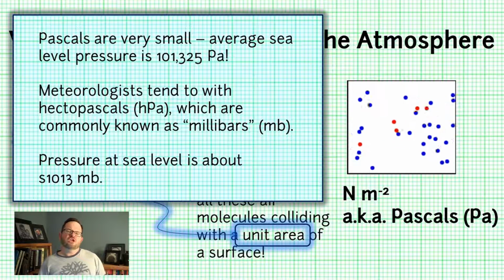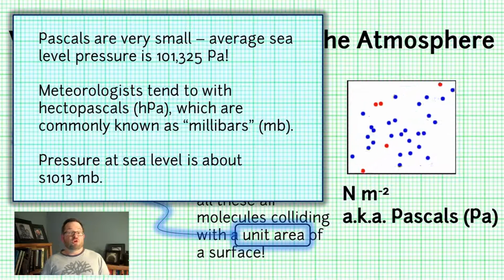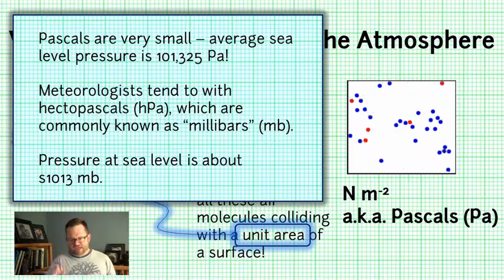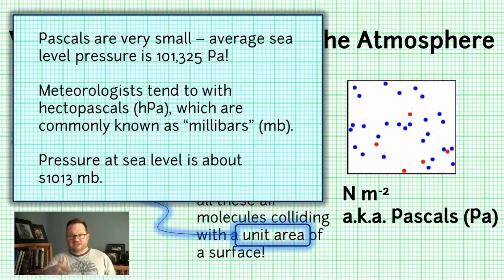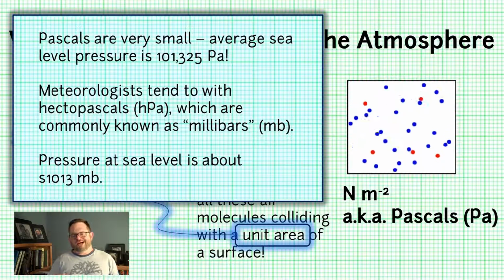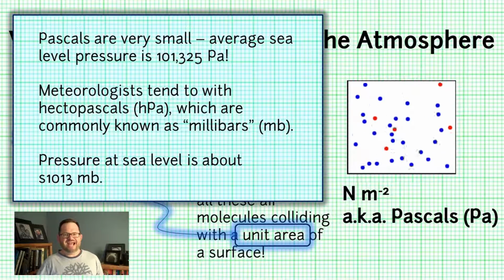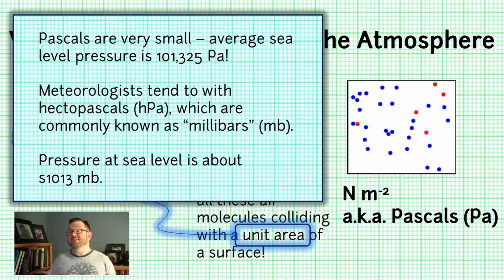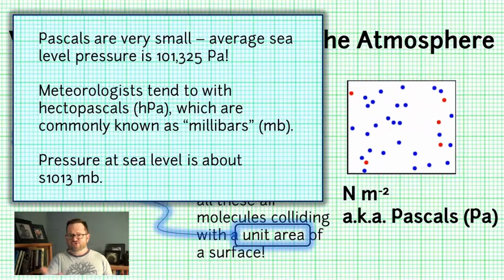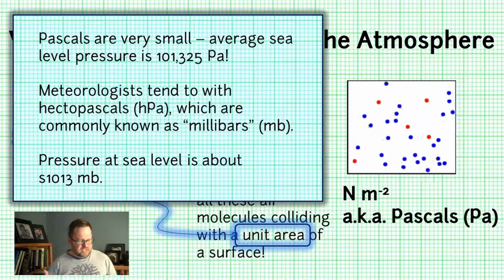That's not a helpful thing. So generally, meteorologists want to work with what are called hectopascals, hPa, which is like Pascals divided by 100. The word hectopascal doesn't roll off your tongue. As it happens, it's related to the unit millibar. And so hectopascals and millibars are effectively the same thing.